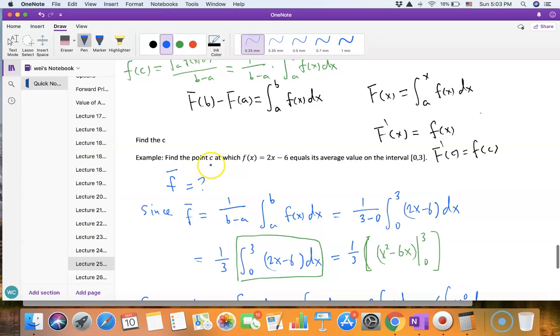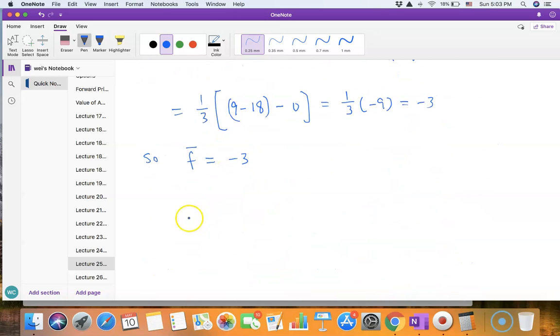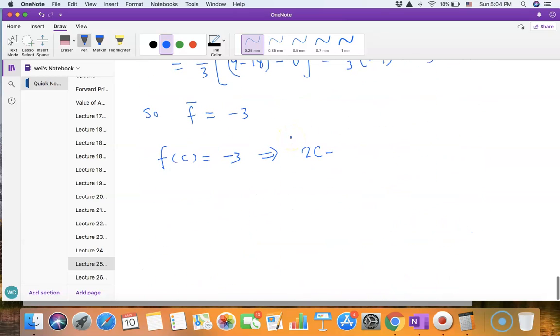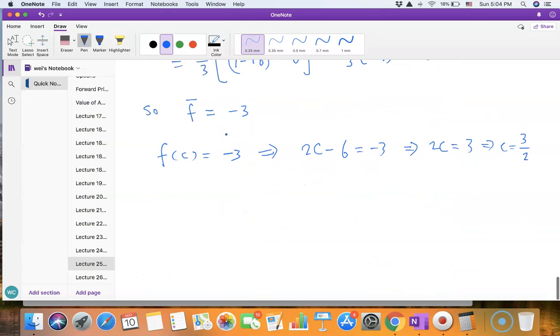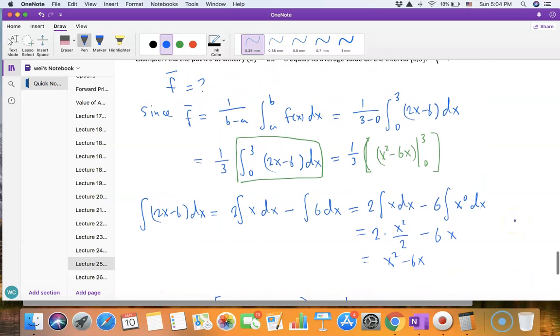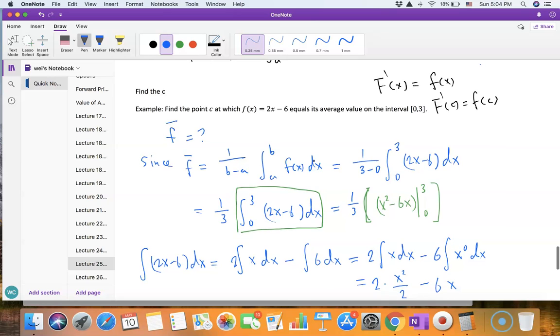Okay, then we want to solve the equation for c, which means we're looking for 2 times which number minus 6, because the function is 2x minus 6, equals negative 3. So 2c equals 3. So c equals 3 over 2. So for this function, when x equals 3 over 2, the function value will equal the average value.